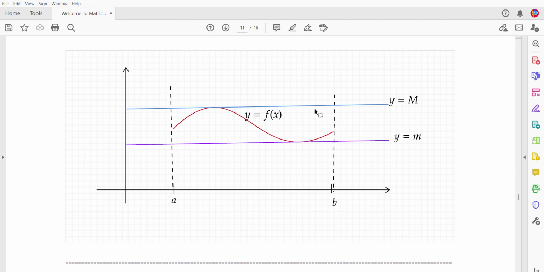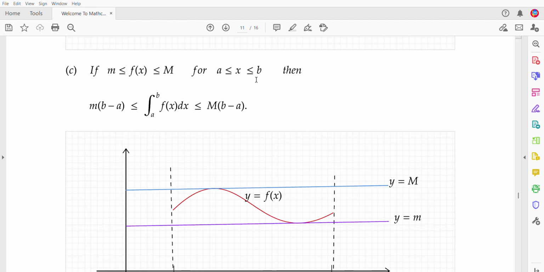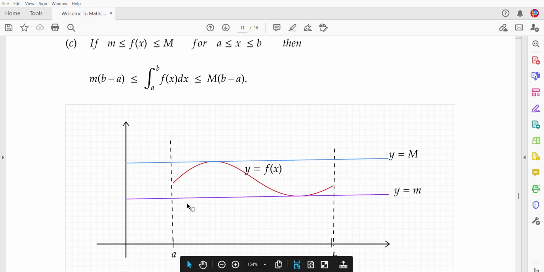So the area under the curve is less than or equal to the area of the big rectangle, but greater than or equal to the area of the small rectangle. The area of the big rectangle is width times height, there, and the area of the small rectangle is width times height, there. So the definite integral is between the areas of these two rectangles.